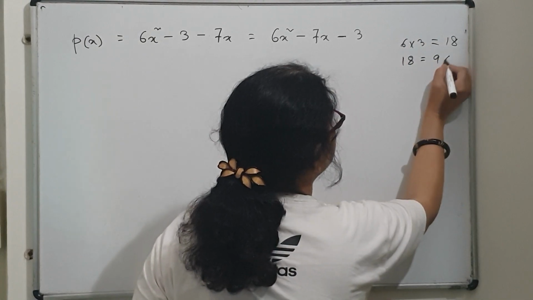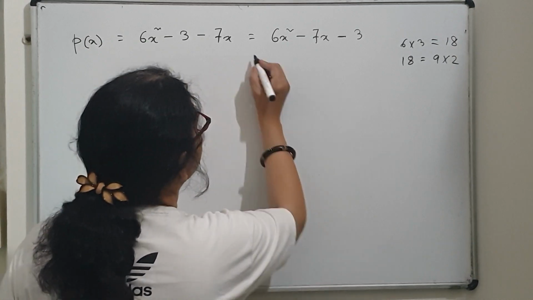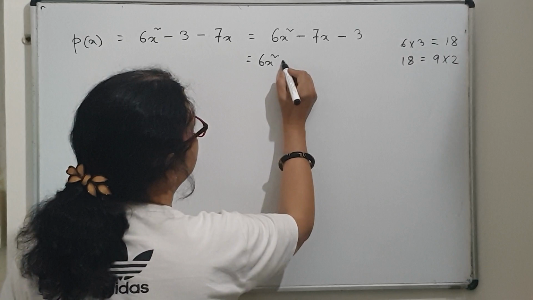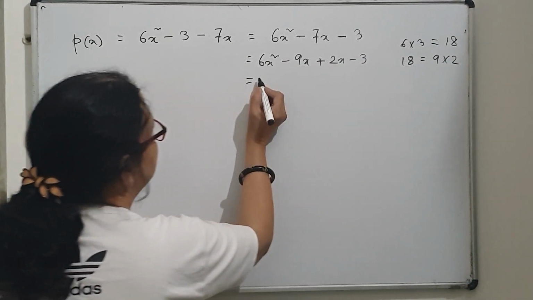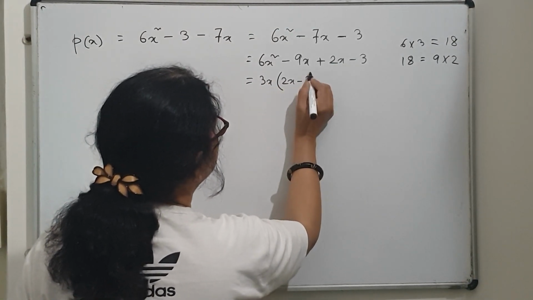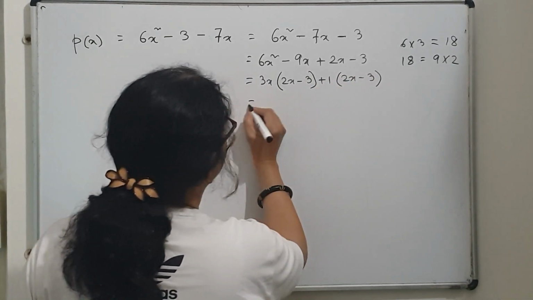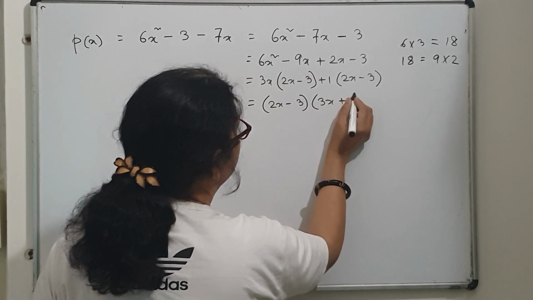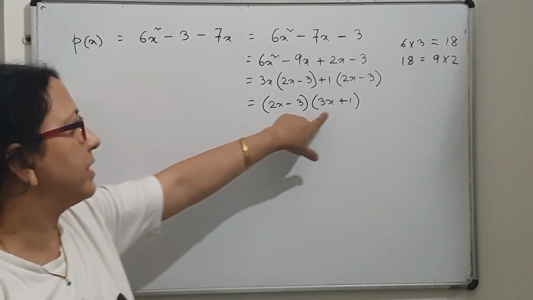I know if I break it as 9 into 2, the difference of 9 and 2 is 7. So this will do. In this way, write 6x square, minus, since minus is there, I take the bigger factor with the minus sign. This is the splitting middle term method. Take 3x common, 2x minus 3, then plus 1, 2x minus 3. So (2x minus 3) into (3x plus 1). So I have factorized the given polynomial into 2 factors, and from each factor I will get the value of a zero.